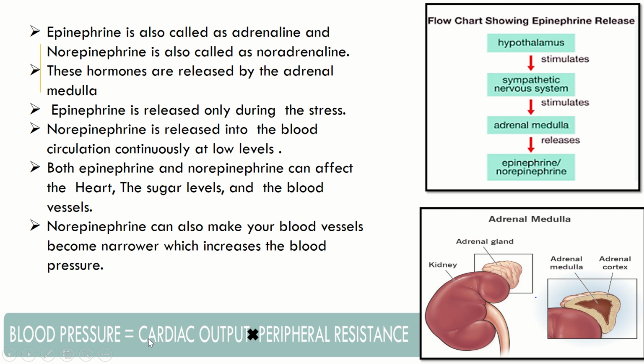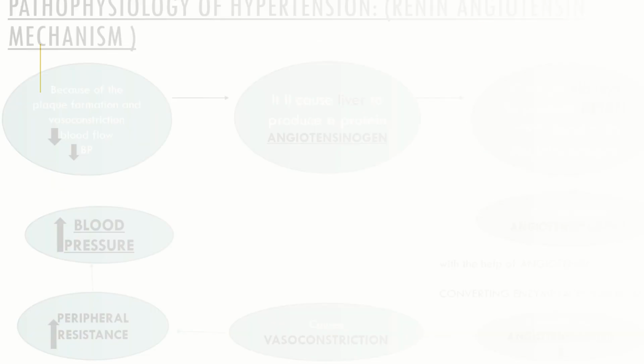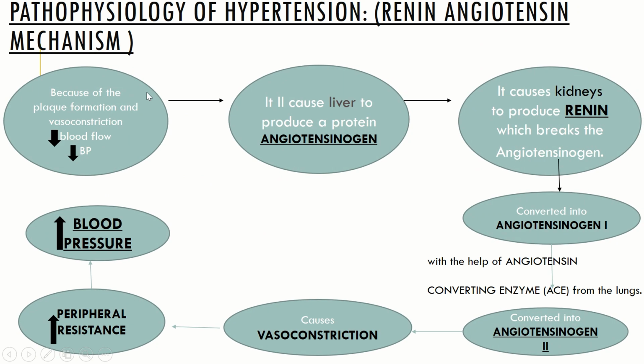To calculate the blood pressure, it is the cardiac output, the amount of blood ejected in 1 minute, multiplied by the peripheral resistance, how much resistance there is. If we multiply these both, then we'll get the blood pressure. Now the pathophysiology of hypertension. If you just study this flowchart, it will be more than enough to explain the renin angiotensin mechanism, the pathophysiology of hypertension.